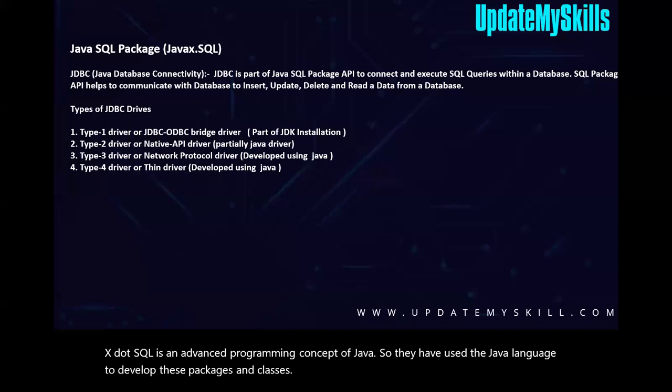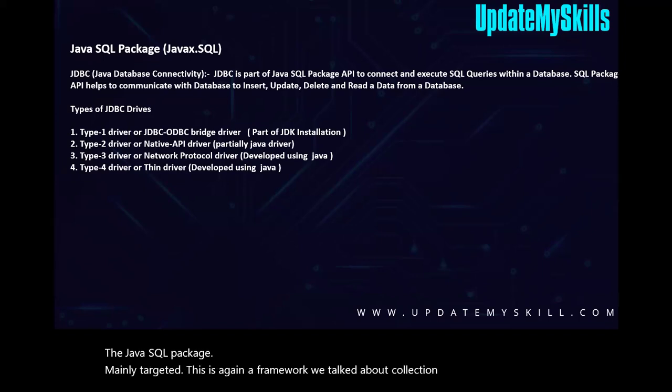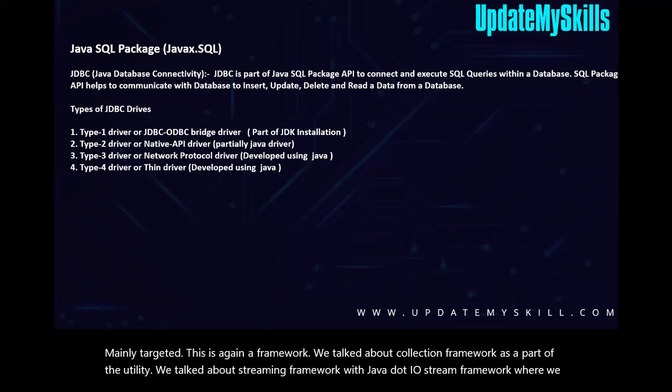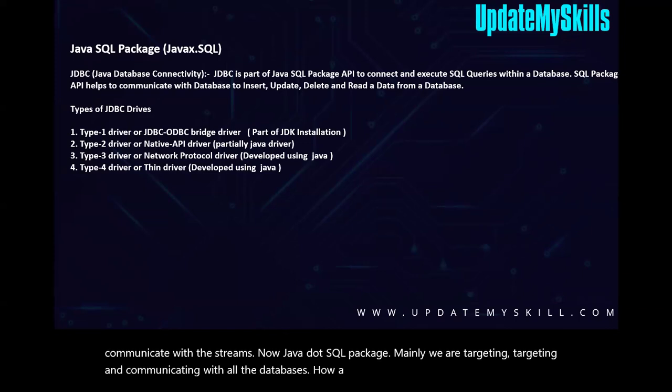The java.sql package is mainly targeted, this is again a framework. We talked about the collection framework as a part of the utility. We talked about the streaming framework with java.io, where we communicate with the streams. Now, with the java.sql package, we're mainly targeting communicating with all the databases. How a Java program can communicate with databases.